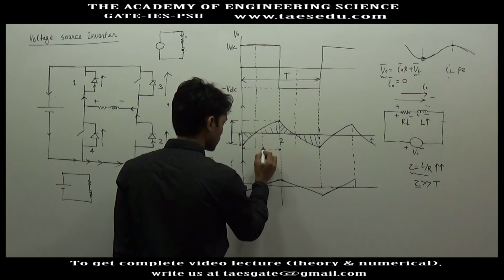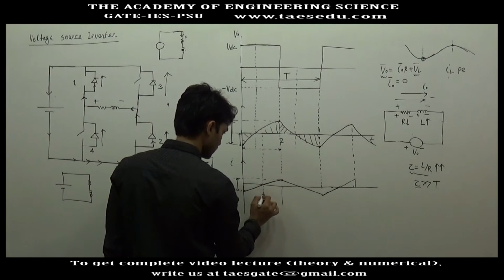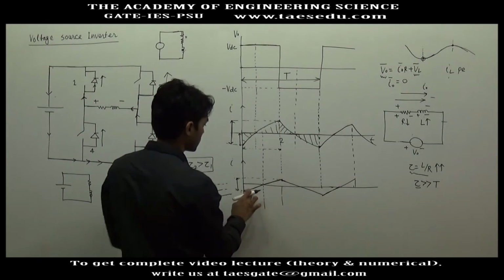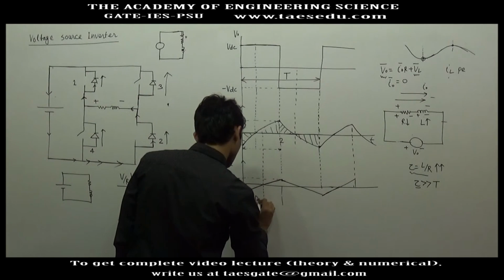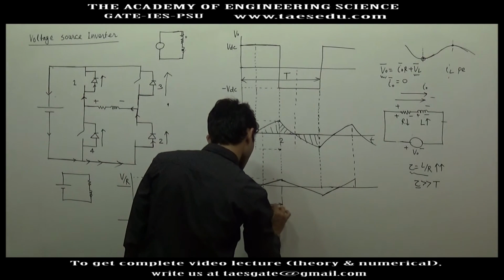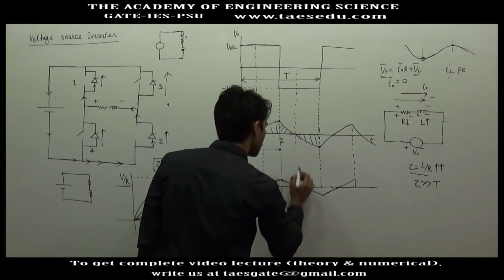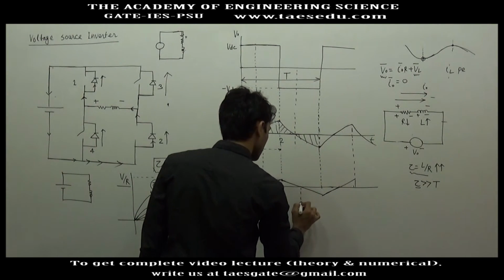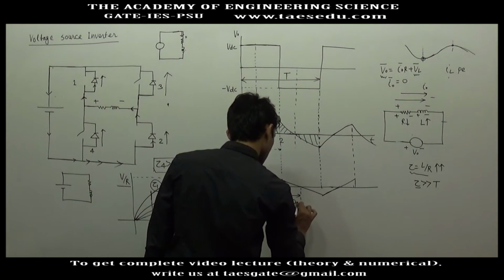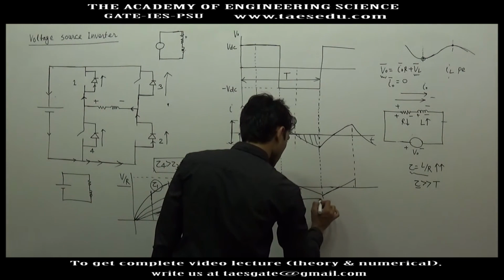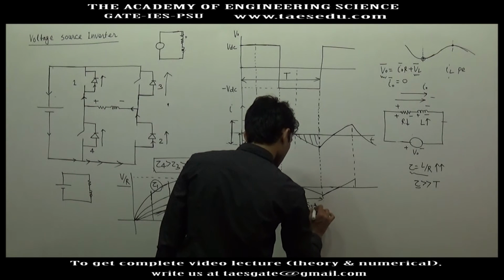And the switching sequence will be the same. Here current is negative, voltage is positive, so here you will have D1 D2. In this interval you have S1 S2. In this interval D3 D4, and in the remaining interval S3 S4.